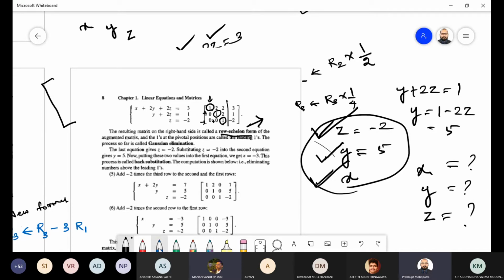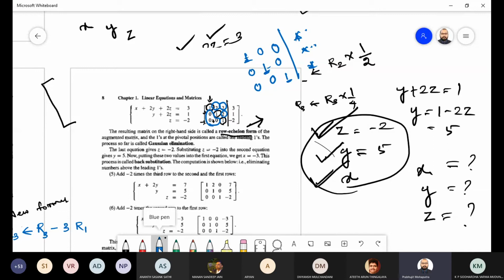Exactly. What should be our target? Our target is to not only make the lower position 0, but the upper position 0 also. Then we'll get the value of x directly. If you have a matrix like this, with lower and upper positions 0, this is the position for x, this for y, this for z, and the right hand side you leave, whatever it may be. Then directly we'll get z, y and x. No need to do the back substitution. Clear or not? We can make it now.